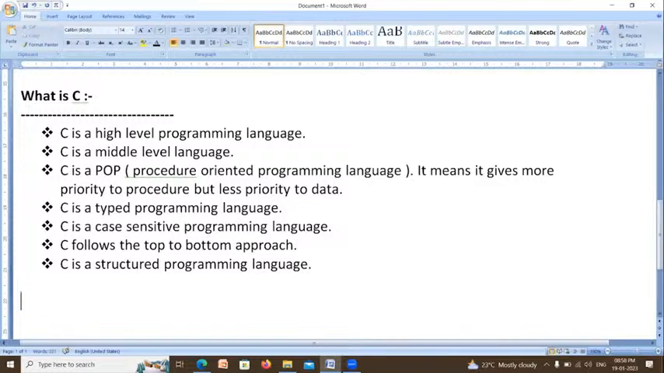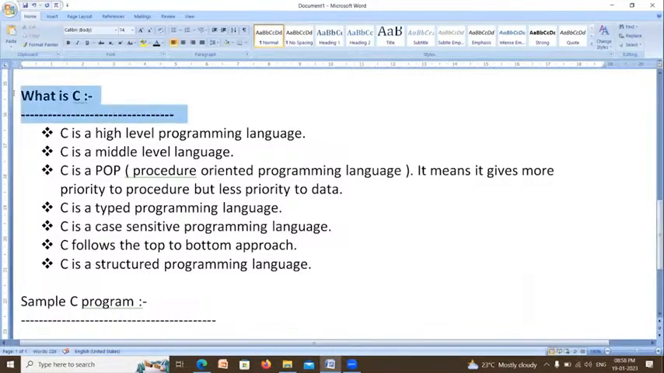Now, how to write a sample C program. Right. Now note down these points. What is C? Note down these points.